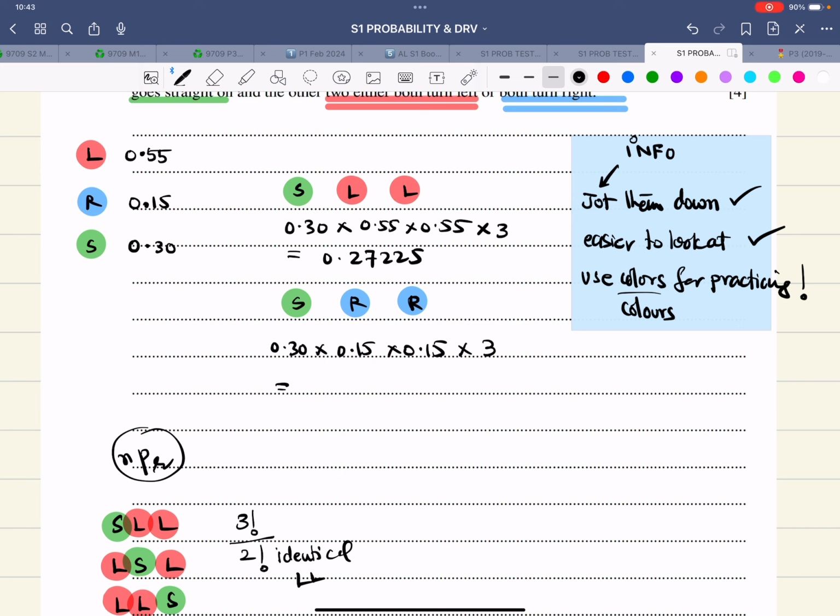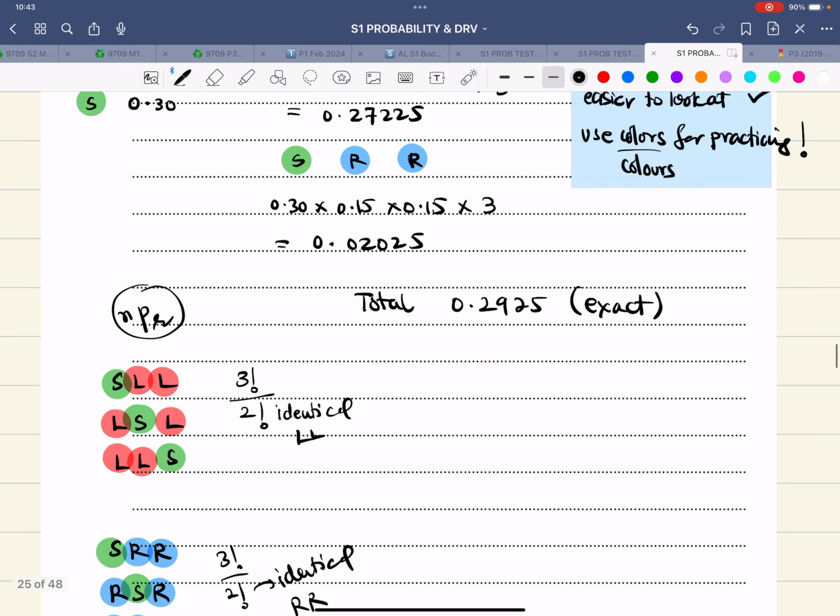The second answer after multiplication is coming out to be 0.02025. And this adds up to the total. This adds up to 0.2925. Yes, it's exact. But someone who wants to give the answer in 3 significant figures, they can: 0.293. This is 3 SF.